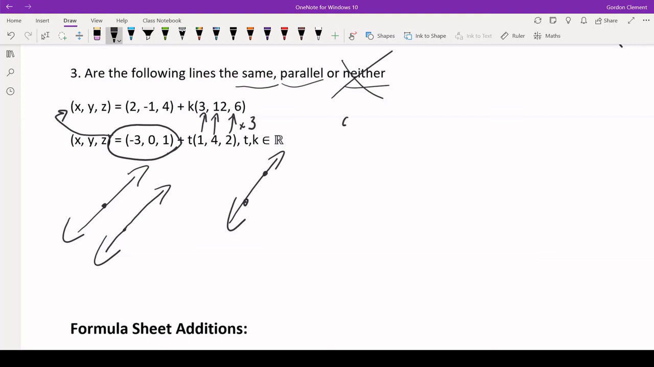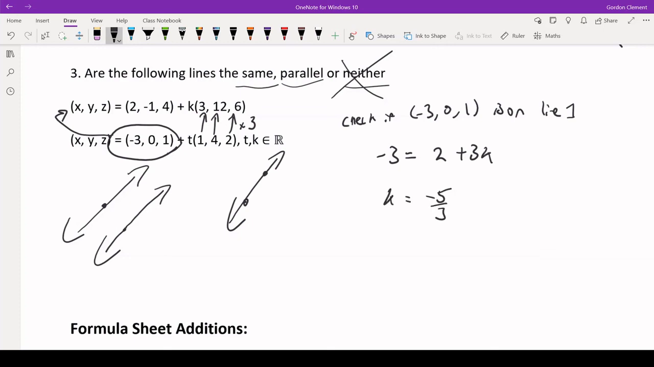So what I'm going to check is if this point is on line 1. And so one way to check that is, let's just figure out what k would have to be to make, say, the x work. So to make the x work, it would have to be -3 equals 2 plus 3k. That's using the line 1 equation and setting it equal to the point of line 2. And so I get k is -5 over 3. So if it's going to work, k has to be -5 over 3.